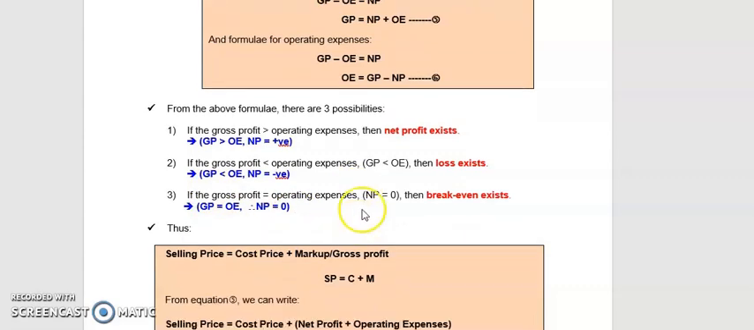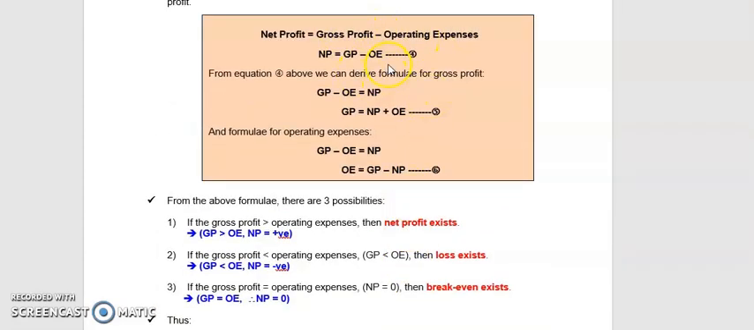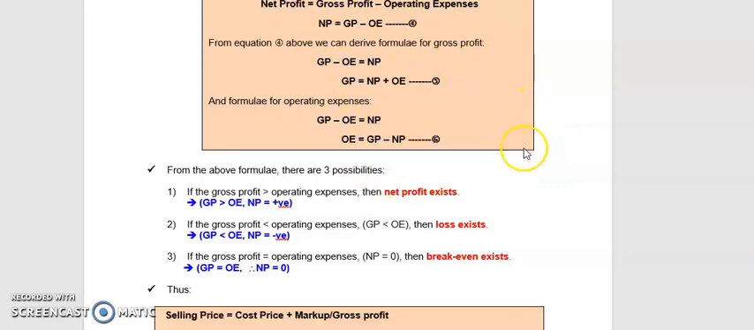Okay, recall the previous formula. We have selling price equals cost plus markup. If you look at these three formulas, they do not include cost. So when we want to calculate net profit, for example, for sure we also need to include cost as well. Now I will show you how to get the formulas for net profit, gross profit, and operating expenses together with cost in this formula.